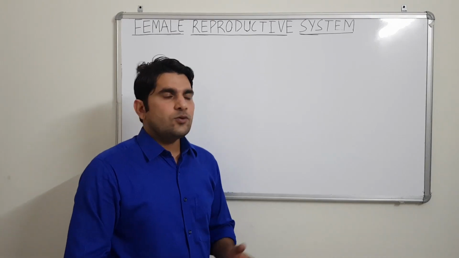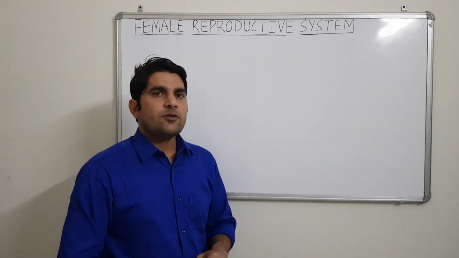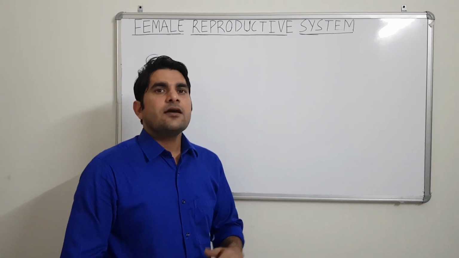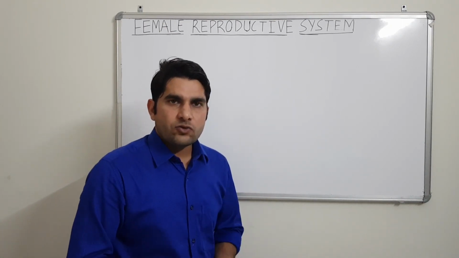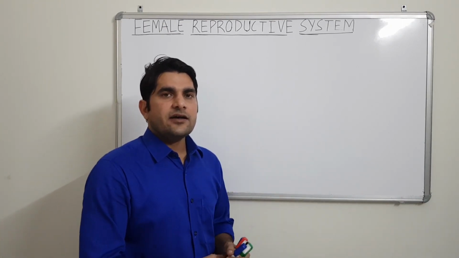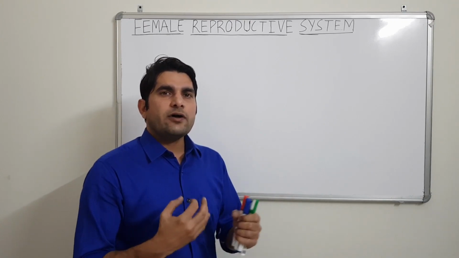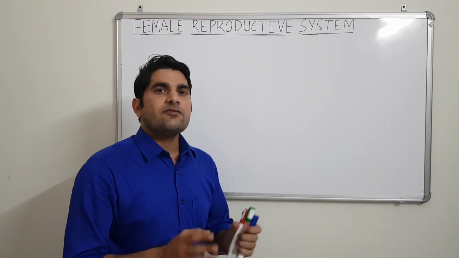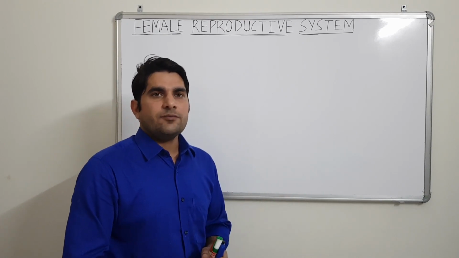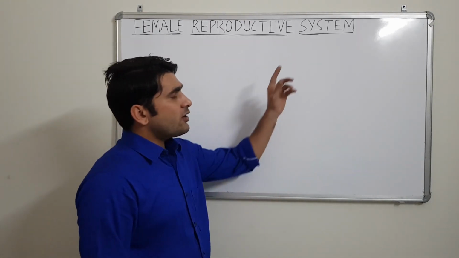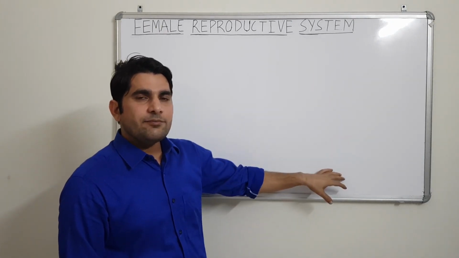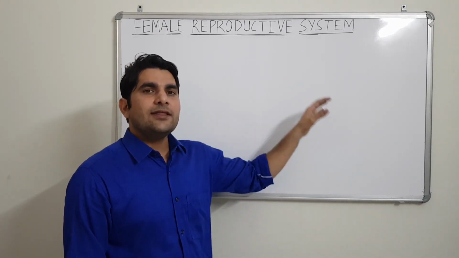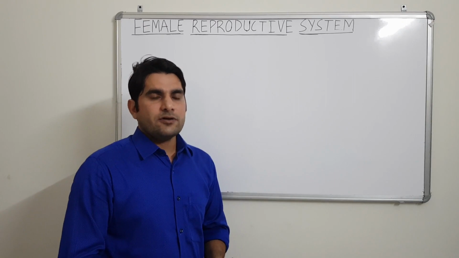Hello students, in our previous lecture we discussed external genitalia, and if you have understood and learned external genitalia, you will be able to visualize and understand the lateral view of the female reproductive system. So in this lecture, first we are going to cover the lateral view diagram, then I will tell you about the mammary gland and disorders of the female reproductive system.